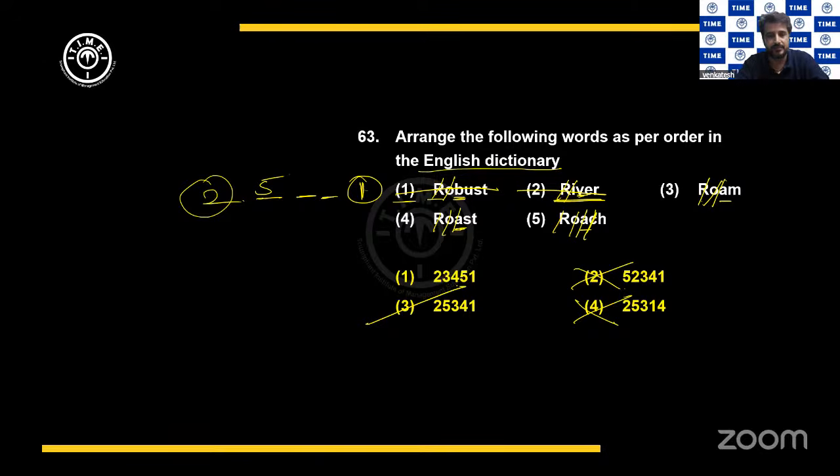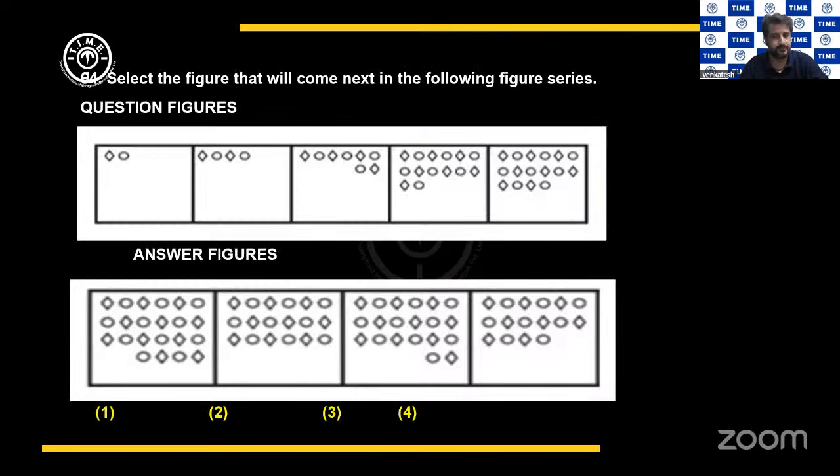Right. See the next one. Right. Non-verbal reasoning questions. So the weightage of non-verbal reasoning questions is around 5 to 6 in tier 1. 5 to 6 questions. So very important one. All right. Let's see. Select the figure that will come next in the following series. All right. So what is happening here?